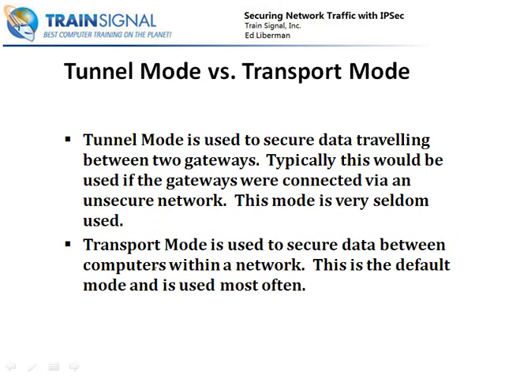Now, there's two different modes that are supported by IPsec, tunnel mode and transport mode. Now, tunnel mode is something that you would use very rarely. There are some rare circumstances where you will set up an IPsec tunnel to secure data traveling between two gateways or two routers. And typically, this would be if the two gateways were connected via an unsecure network, like the internet maybe. So maybe you have two different offices, and those two offices are connected via the internet. That's really the only common connection they have.